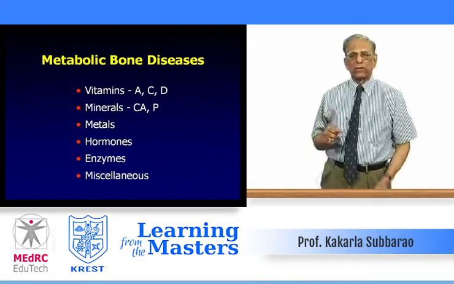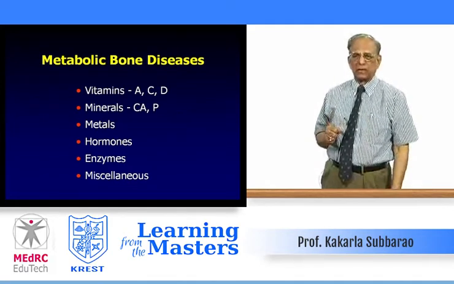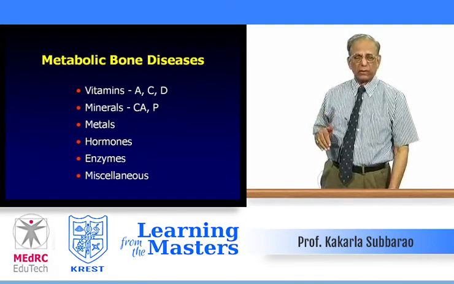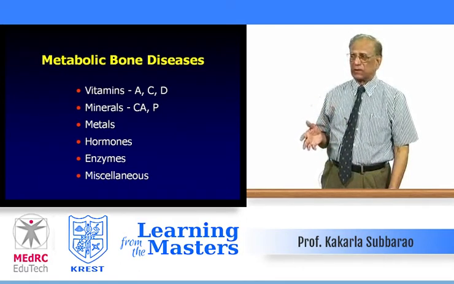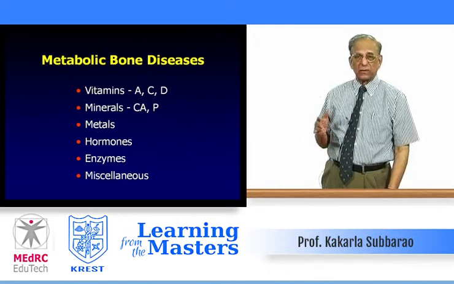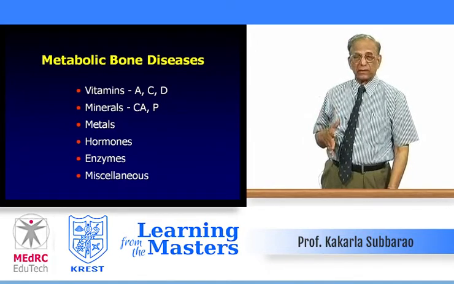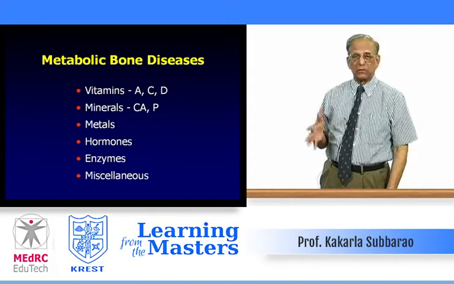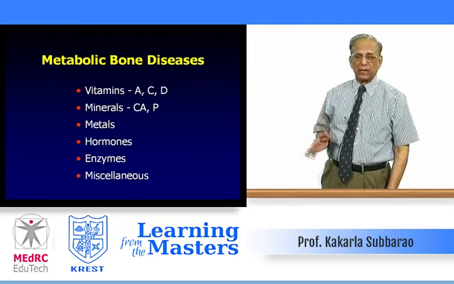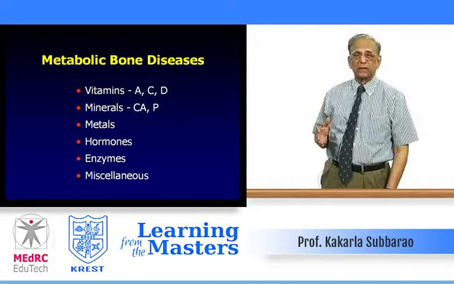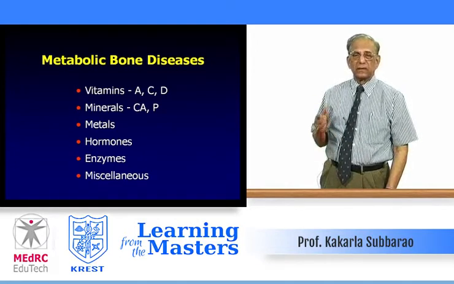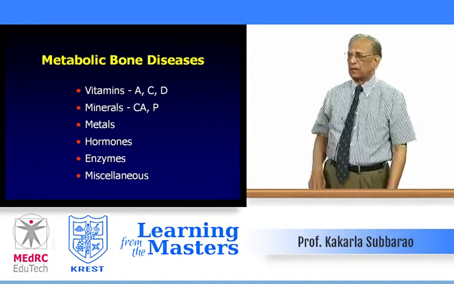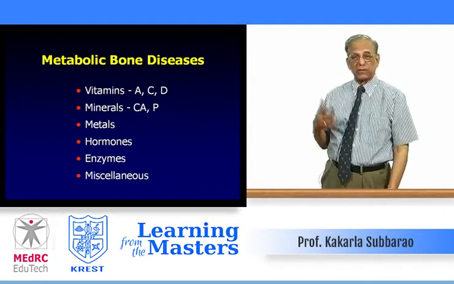So we have to know what are the various metabolic disorders that we encounter commonly. Vitamins play a major role, so hypovitaminosis, hypervitaminosis, minerals, calcium, phosphorus, aluminum, metals, again iron, etc. Hormones, all hormones from pituitary, parathyroids, thyroids, pancreas, and adrenals, almost all the hormones. Enzymes, enzymatic deficiencies, very common.